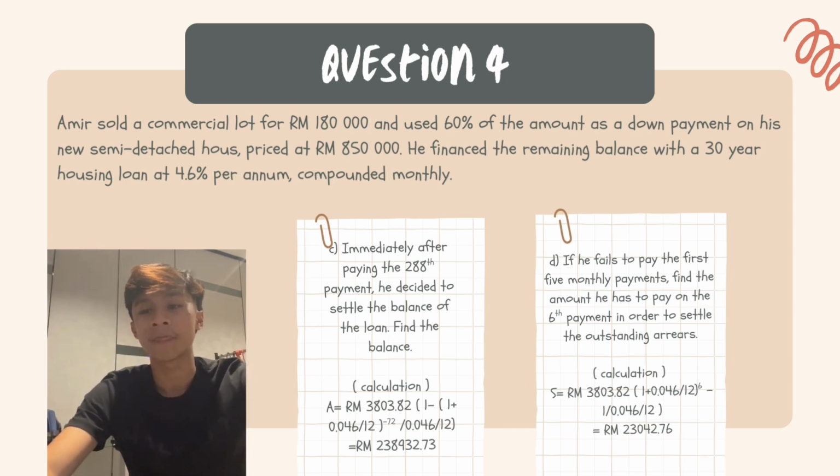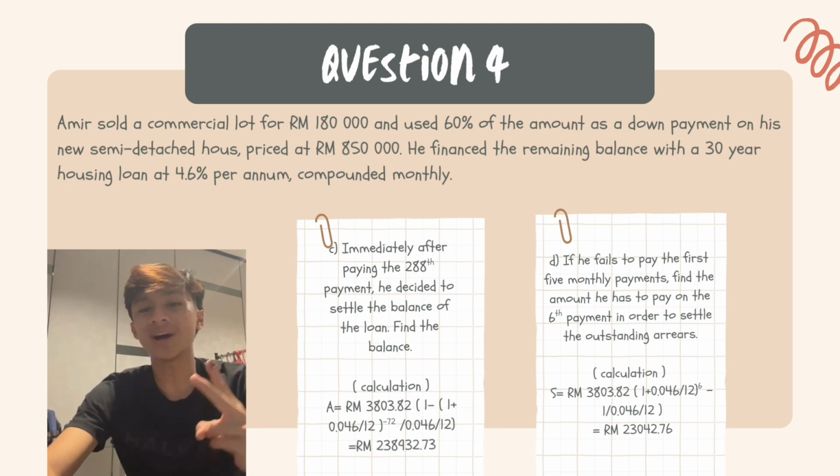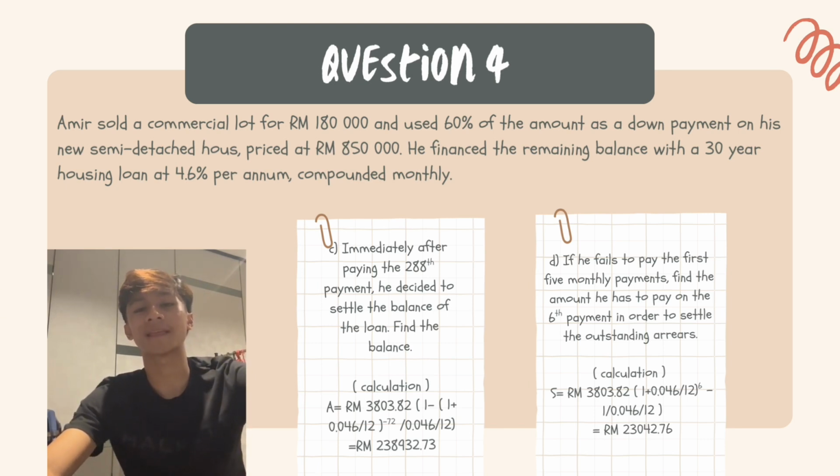Now part B. We multiply the monthly installment by the total number of months to get the total amount paid. This gives about 1,378,000 ringgit. After subtracting the loan amount, the total interest Amir pays is roughly 636,000 ringgit. For part C, after Amir makes his 288th payment, there are 72 payments left. Using the outstanding balance formula, the remaining loan balance is about 259,000 ringgit.